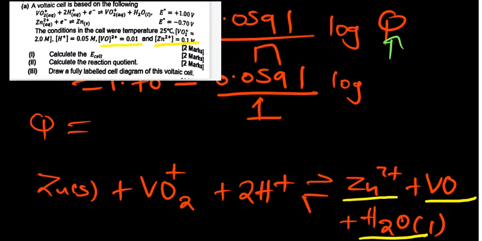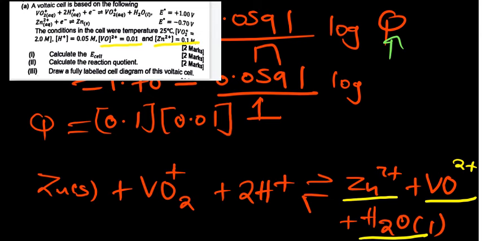So 0.01. So it was supposed to be 2 plus. And then our VO2 was our reactants. So we'll go by our products. So we have zinc. I'll write the answer. It was 0.1 multiplied by the other product, which is VO, 0.01. So these are supposed to be raised to their coefficients. So they all have coefficients of 1.